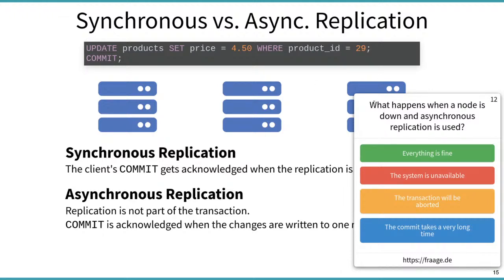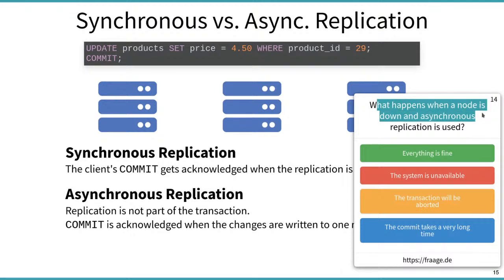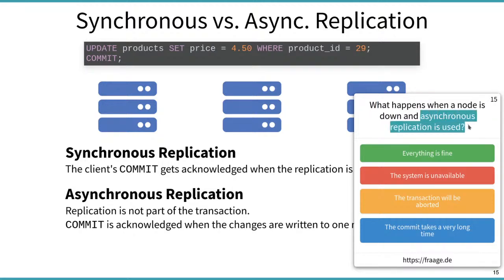So now my question is, what happens when a node is down? So this node here is down, and you use asynchronous replication. Asynchronous replication means you commit.